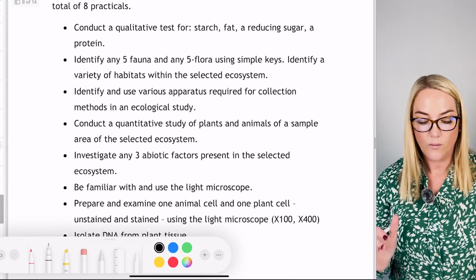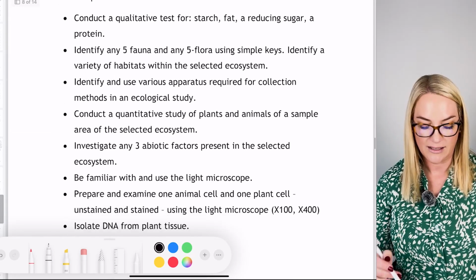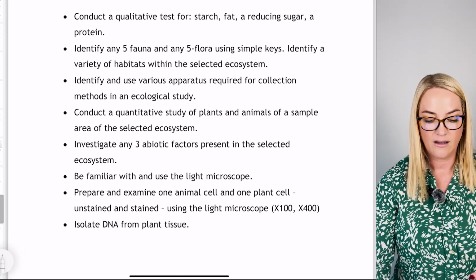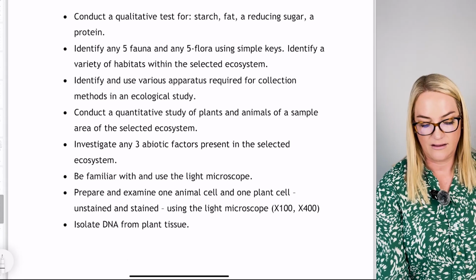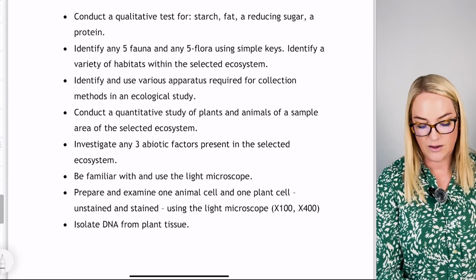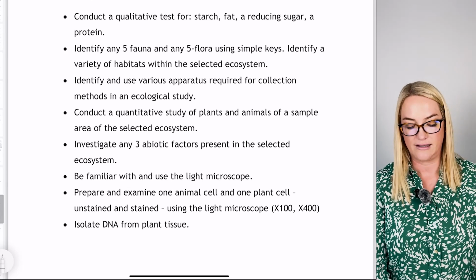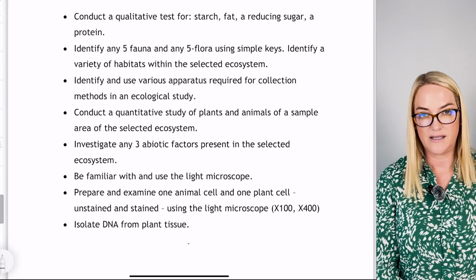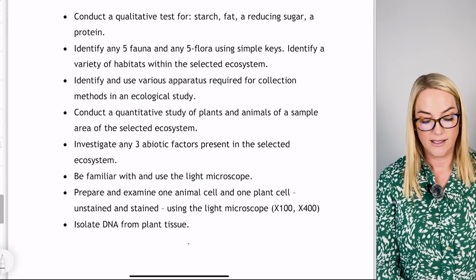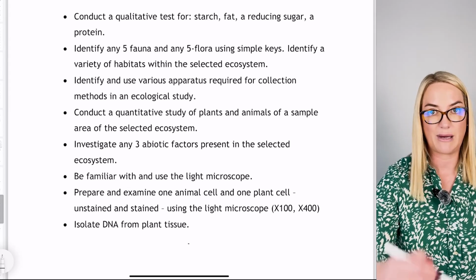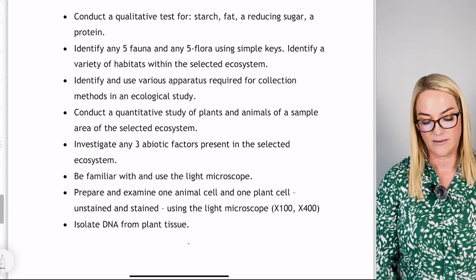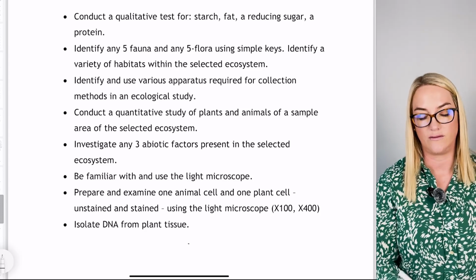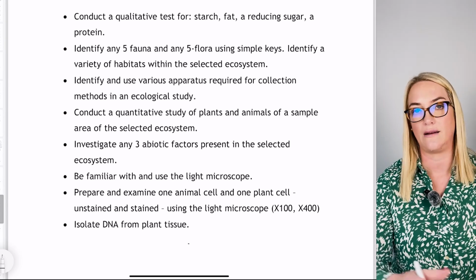What we do know is that question 8 can be from one of these experiments: your food tests, ecology, the microscope, and DNA isolation. DNA was last year, so I would say it's highly unlikely that they'd put it back in and repeat it again. But question 8 has to be one of these questions, or it could be a mixture.